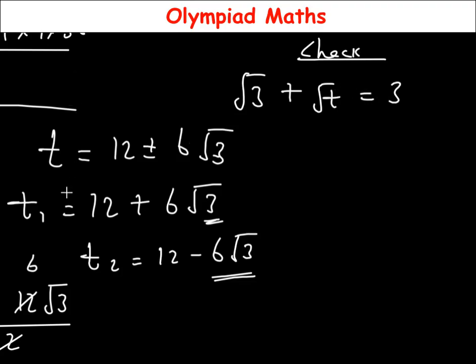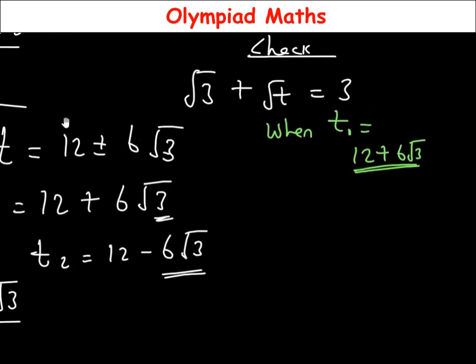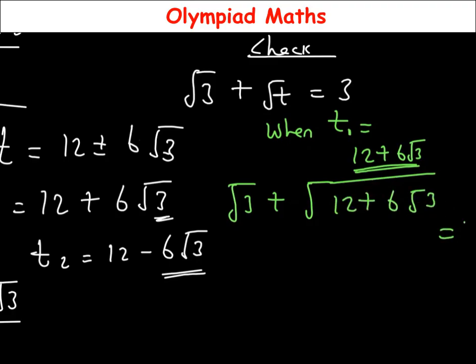Now, making use of the first value of t, which is 12 plus 6 root 3. So when t is equal to 12 plus 6 root 3, right? And putting the value of t1 into this equation, we have it as root 3 plus root of 12 plus 6 root 3 is equal to 3. So with this equal 3, question mark.